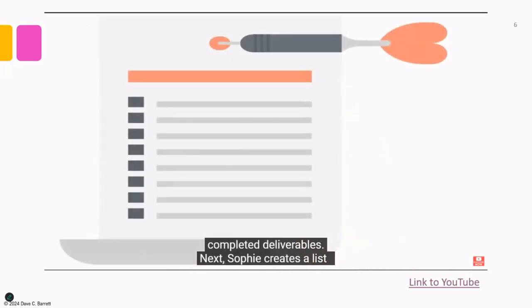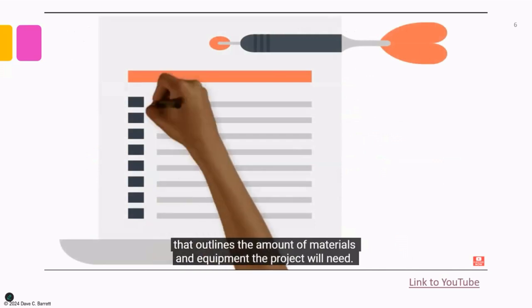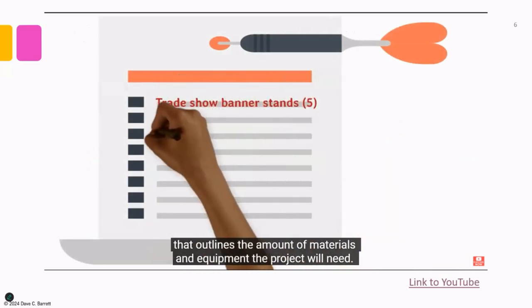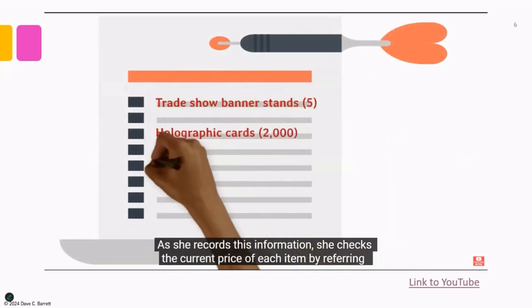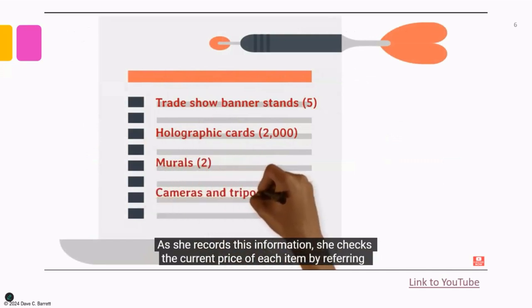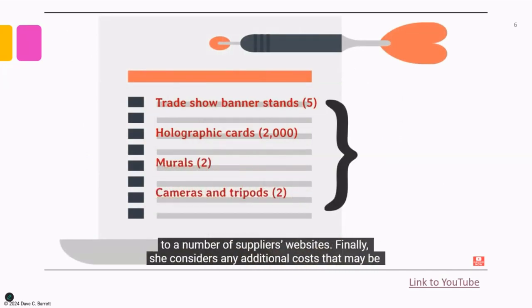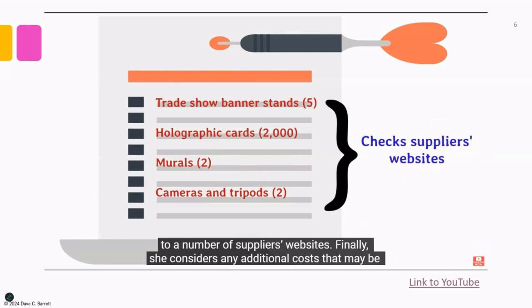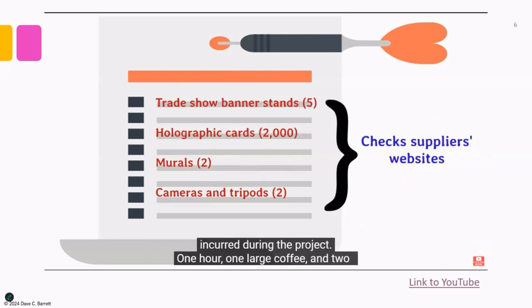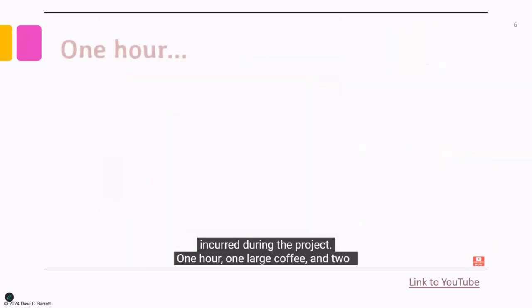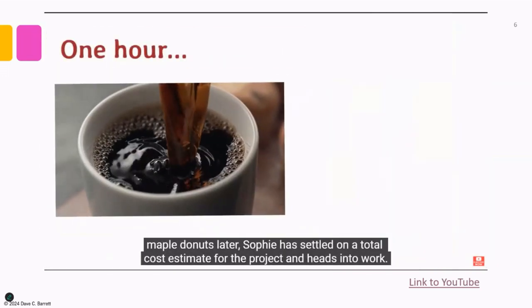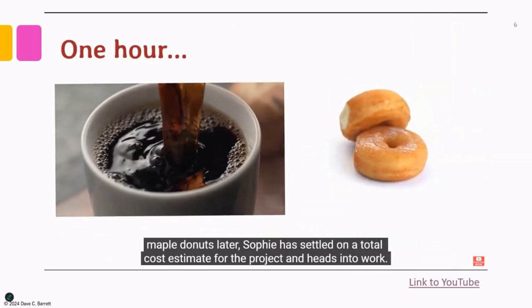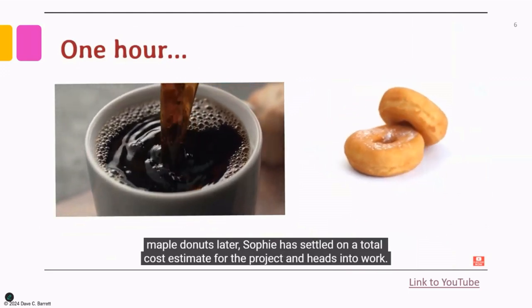Next, Sophie creates a list that outlines the amount of materials and equipment the project will need. As she records this information, she checks the current price of each item by referring to a number of suppliers' websites. Finally, she considers any additional costs that may be incurred during the project. 1 hour, 1 large coffee, and 2 maple donuts later, Sophie has settled on a total cost estimate for the project and heads into work.